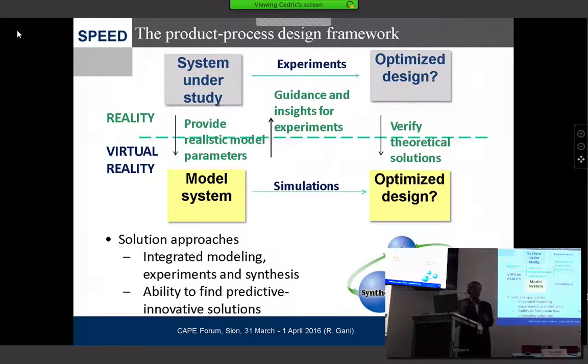In this way, we are not neglecting the experiments, but they have a purpose, and we are not doing the product design or process design with blind experiments. We are doing it with focused experiments. And in most of our algorithms now, for product design, we have the element of experimental verification.